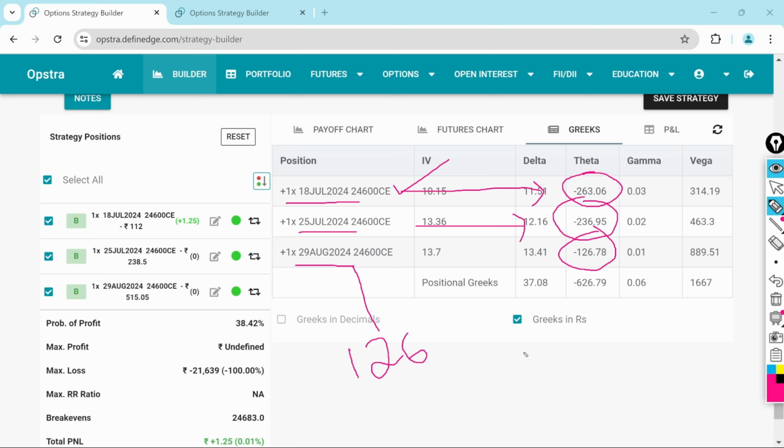From this example, we can clearly say that the option which is closer to the expiry has more theta decay. That means the option loses its value as we go closer to the expiry. In the next example, we will see how the theta decay works with respect to in the money, at the money and out of the money options.